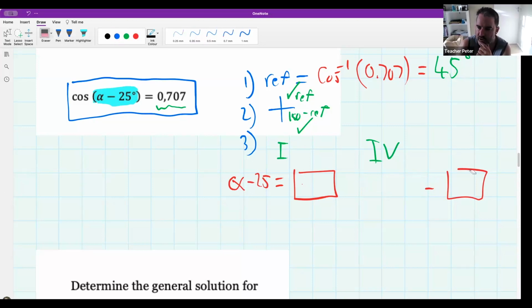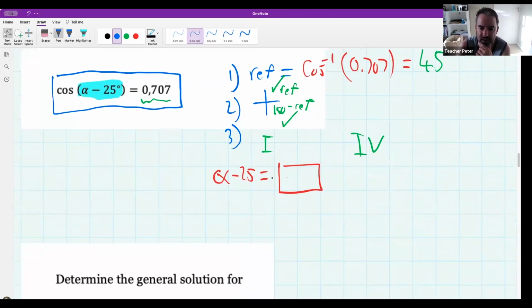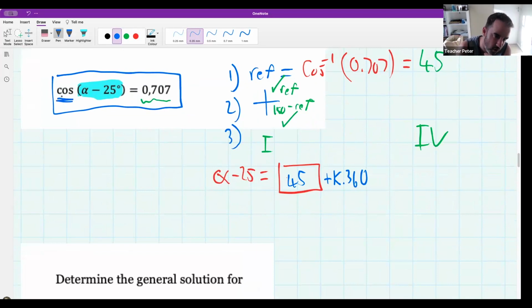Let me actually get rid of this one. Let's just do box number 1 first. What goes in box number 1? It's 45. Yes, it's 45. Now, if I want to make this a general solution, and this question did ask for a general solution, what I'm going to do is add k times 360. And the reason it's k times 360 is it's the cos function. Okay, now that is what's called a general solution because it generates all the solutions.